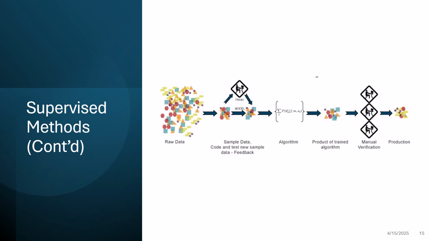Methods of outlier detection must be careful in how they train and how they interpret classification rates, due to the fact that outliers are rare in comparison to the other data sample. As shown in the diagram, raw data is supplied, then sample data, code and test new sample data, then feedback is given. Then it is applied to the algorithm, then the product of the trained algorithm is given, then manual verification is done, and then again the last one is a product.